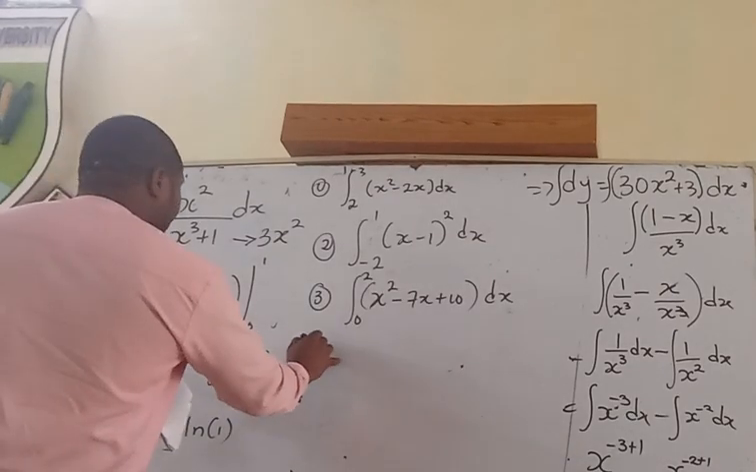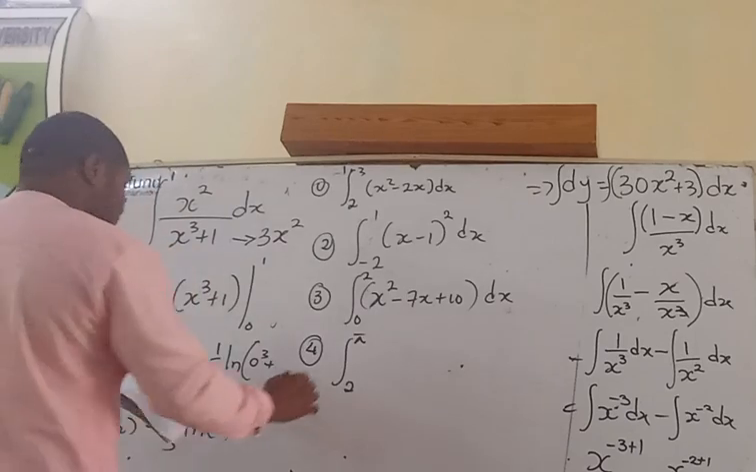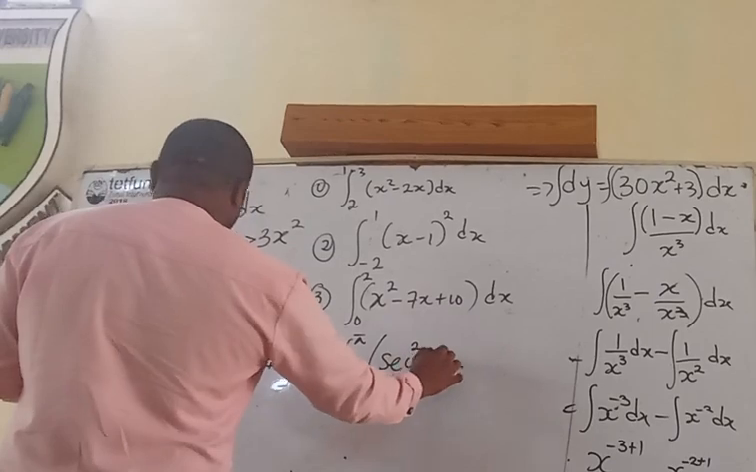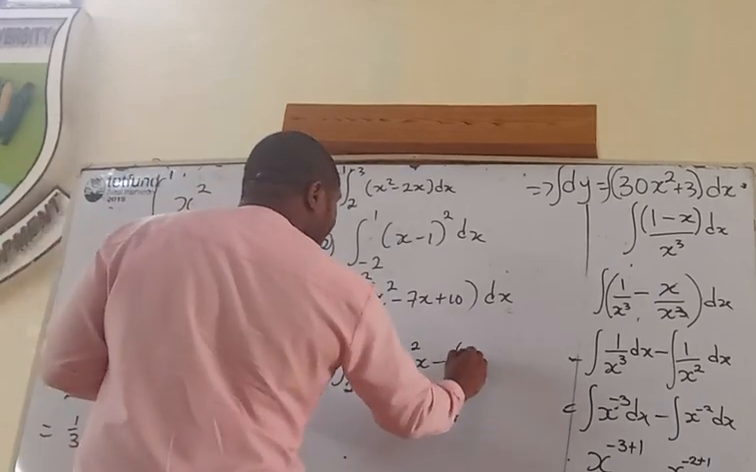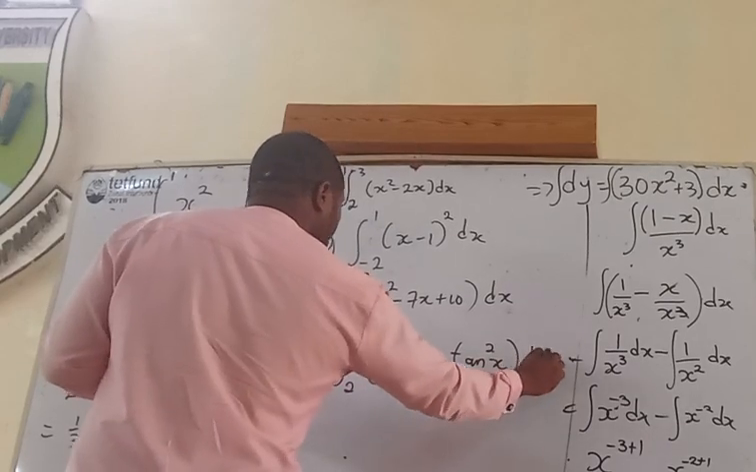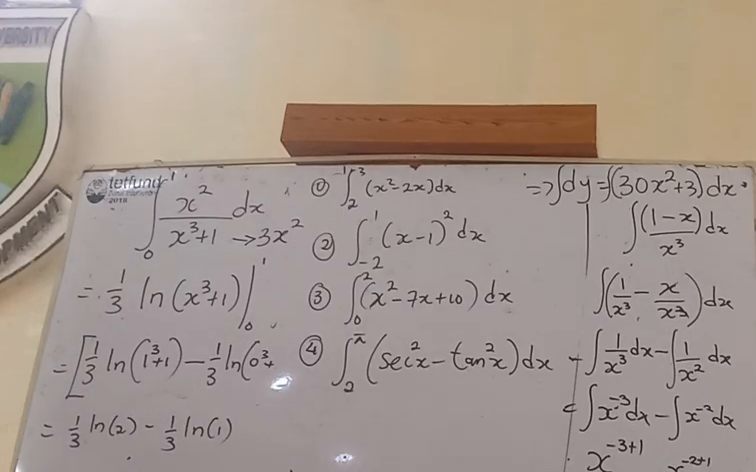Then we have number 4, integral of 2 to pi of sec squared x minus 1 dx. Okay, if I now give you number 4 in the exam, what will you say? You say I'm the most wicked human being on earth. You can stop the video. So we solve this exercise.